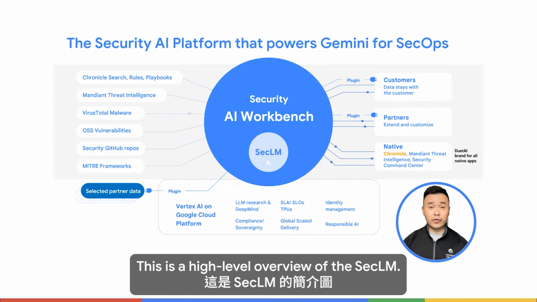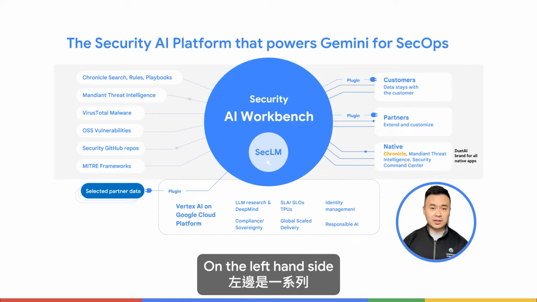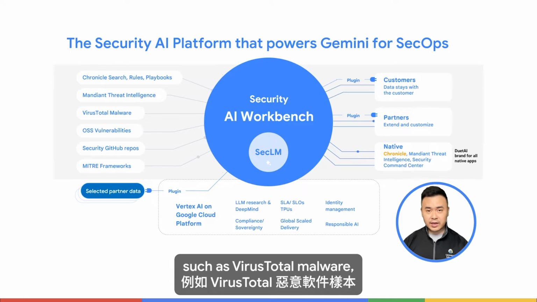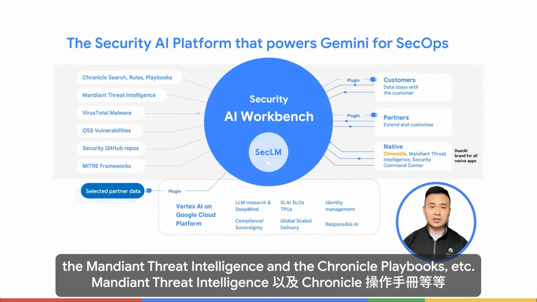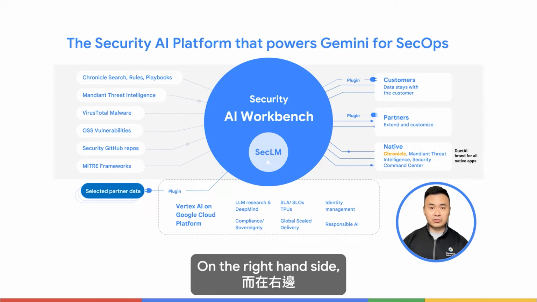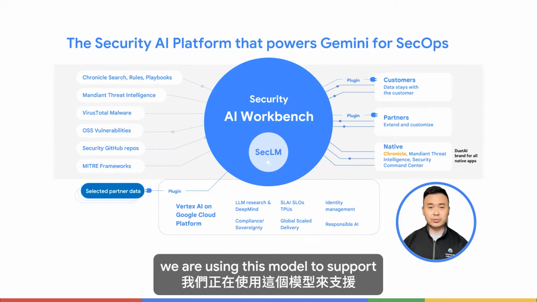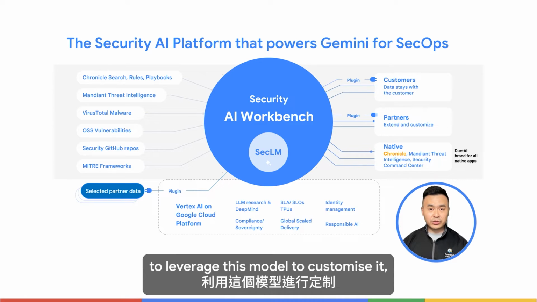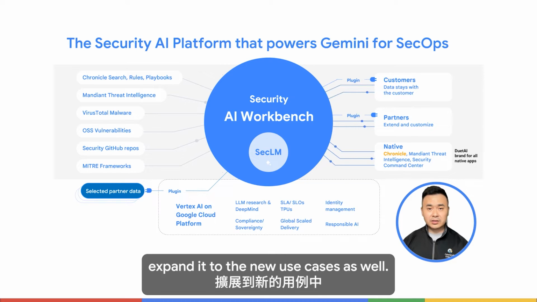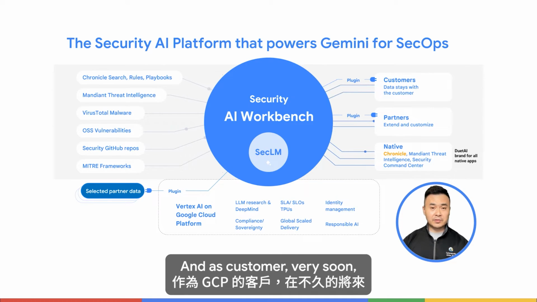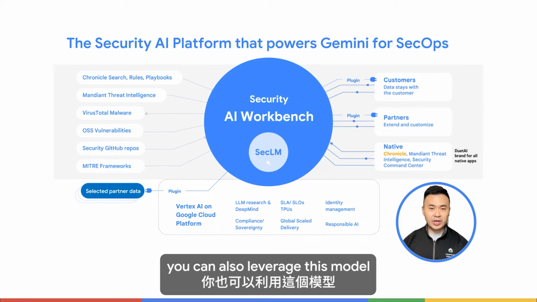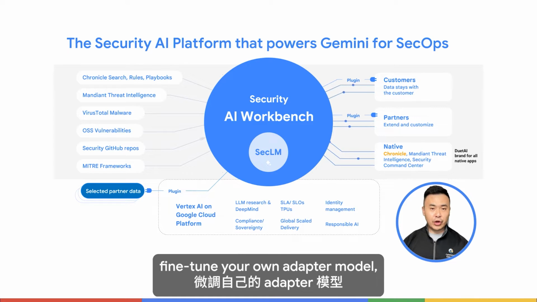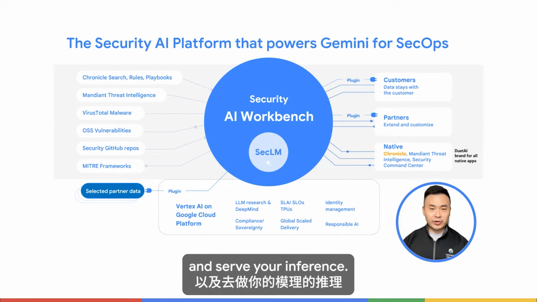This is a high-level overview of SecLM. On the left-hand side, I showed you some of the data we used to fine-tune this model, such as VirusTotal malware, the Mandiant threat intelligence, and the Chronicle playbooks, etc. On the right-hand side, you can see we are using this model to support our first-party security products, and we are allowing our partners to leverage this model to customize it and expand it to their own use cases as well. And as a customer, very soon, you can also leverage this model, working with the Vertex AI platform, take your data in your own environment, fine-tune your own adapter model, and serve your inference.